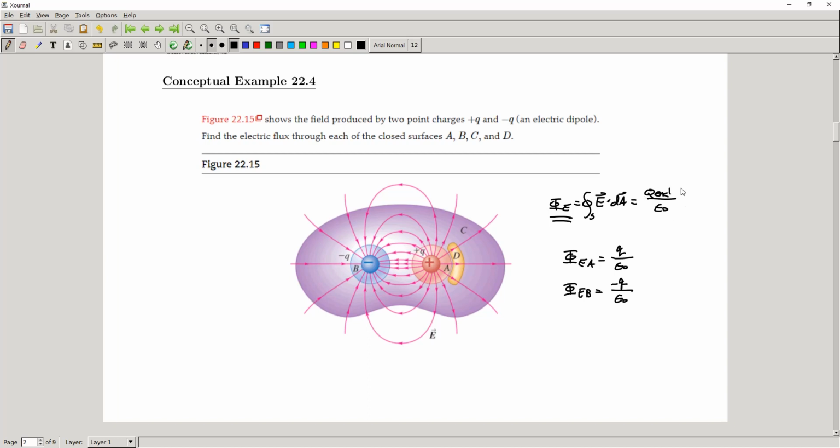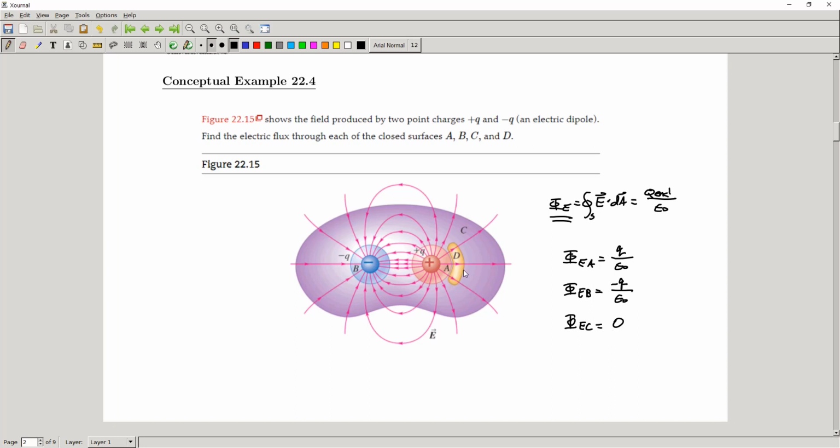But again, we have this nice expression, Q enclosed over epsilon naught. Well, what's our total enclosed charge? We have a plus Q and a minus Q, so the net charge is 0. So there's our answer. Our net electric flux through C is 0, right? There is no net enclosed charge, and so there is no net electric flux.